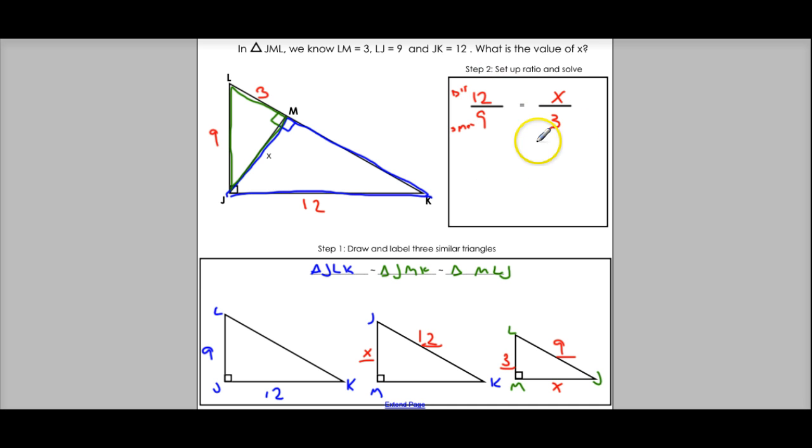Well, now I could solve it, right? So I'm just going to cross multiply. So 12 times 3 is 36. 9 times x would be equal to 9x. To solve for x, I'm just going to divide both sides by 9. And I get x is equal to 4. Big-a-boom! Did it. Good for us.